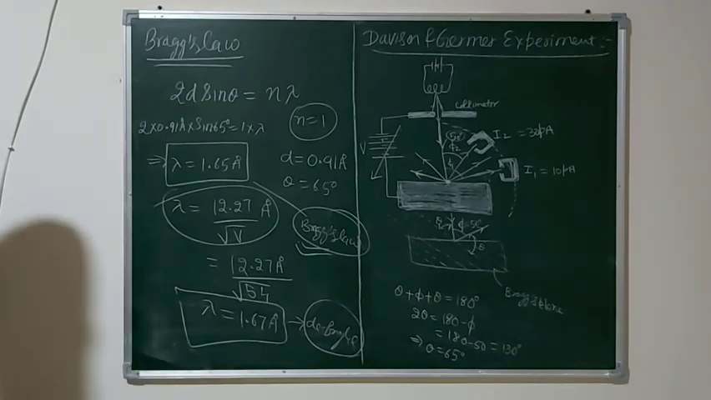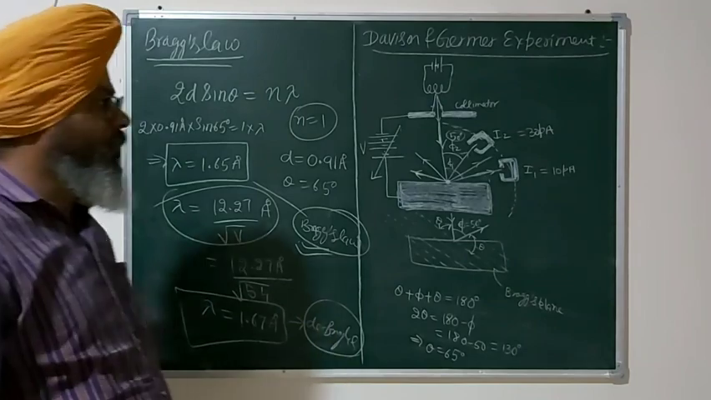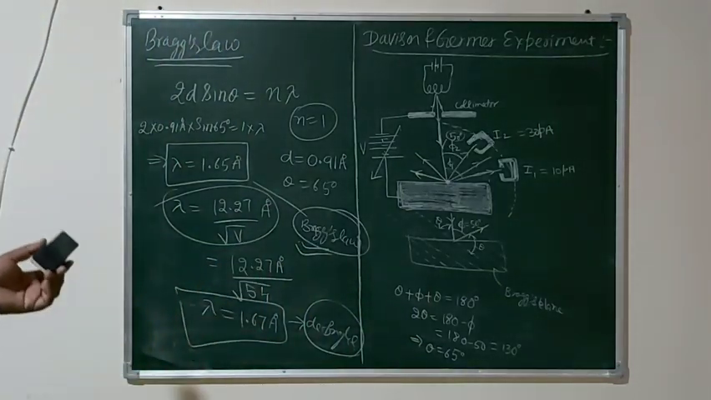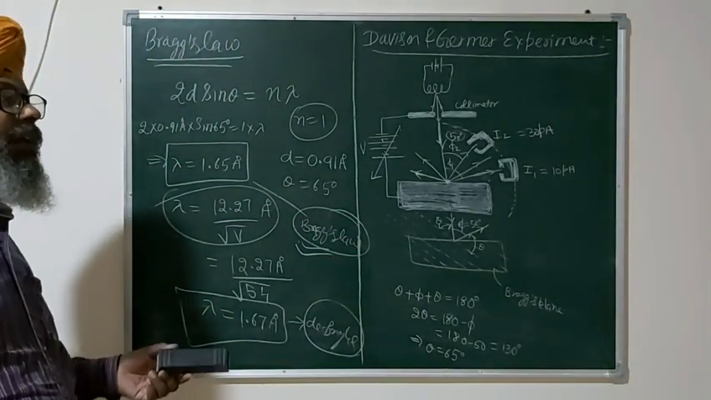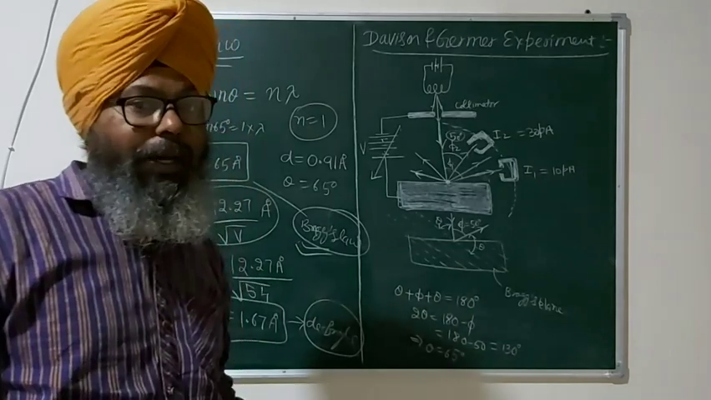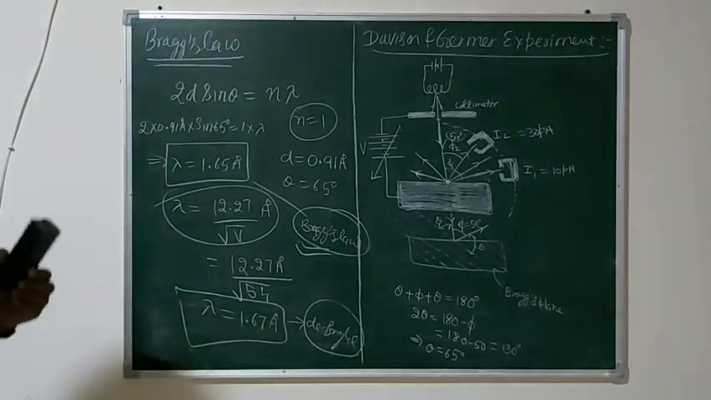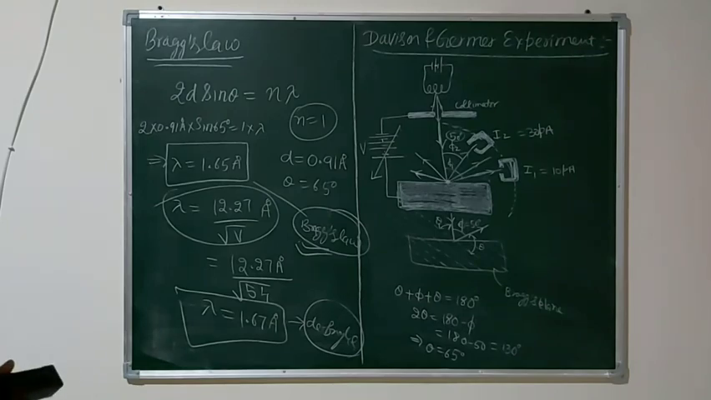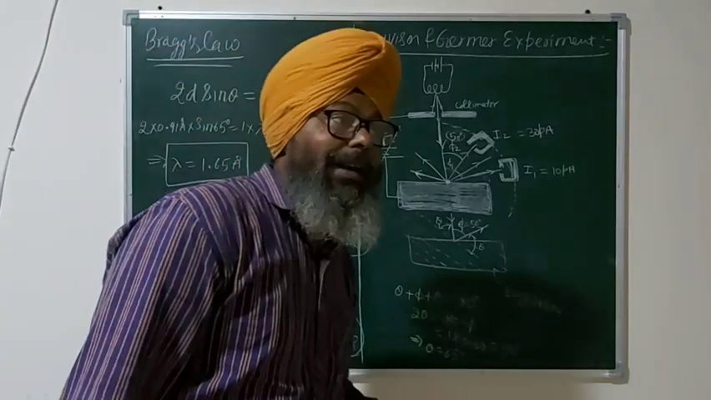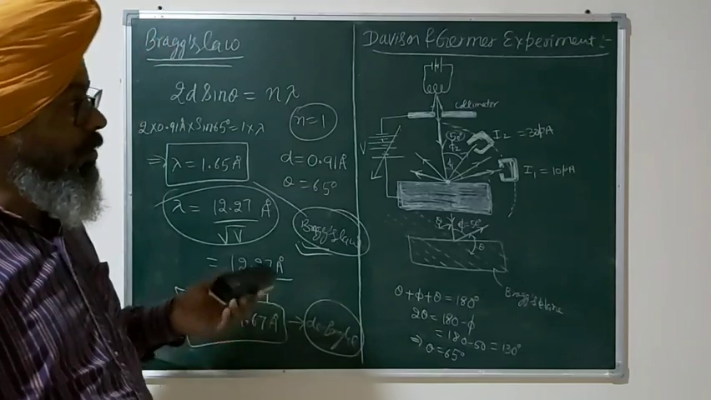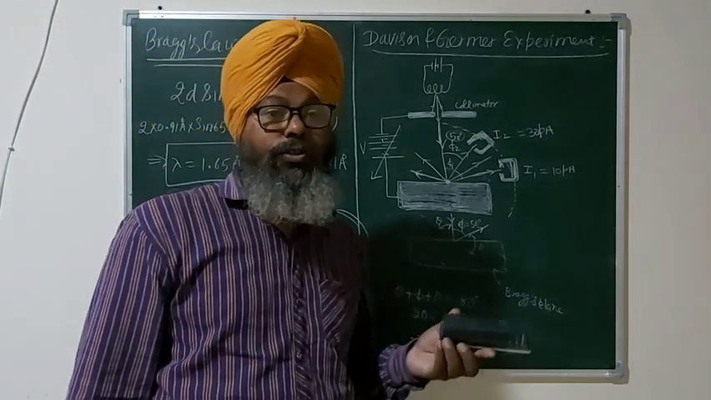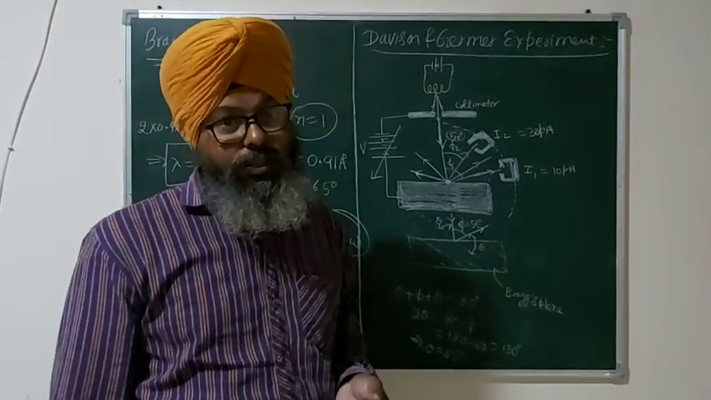Therefore, the agreement between these two values, 1.65 angstrom and 1.67 angstrom, is a confirmation of the fact that the electron beam has diffracted from this crystal, just like if an X-ray beam would have been made incident on the same crystal, using Bragg's law. So this experimental observation proves that the electron beam has shown diffraction. Since diffraction is a property of waves, it means electrons are showing wave nature. Since every matter contains electrons, if electrons show wave nature, then matter also possesses wave nature.